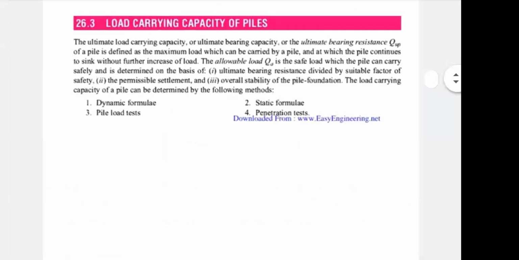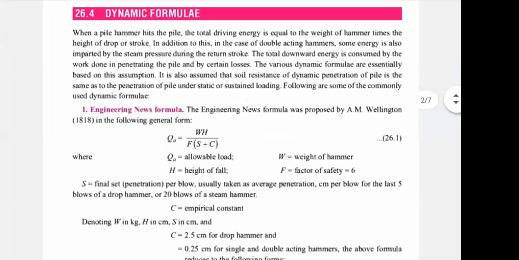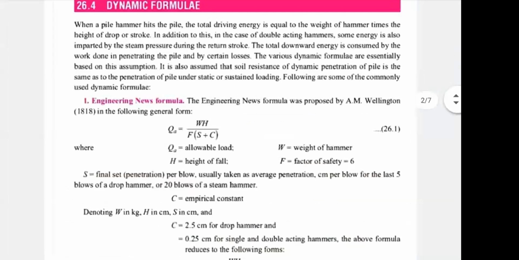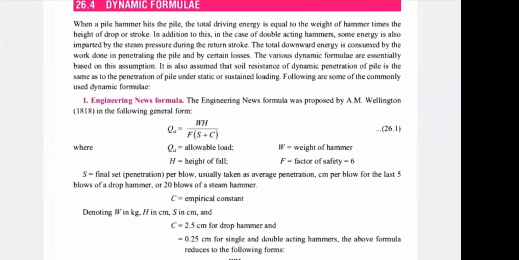Dynamic formula. QA is nothing but WH divided by F into S plus C. QA is the allowable load, W is the weight of hammer, H is the height of fall. Always remember, the height of fall of your hammer is directly proportional to the length of your pile, or you can say the depth of your pile.